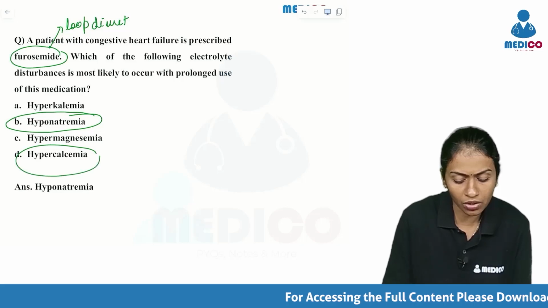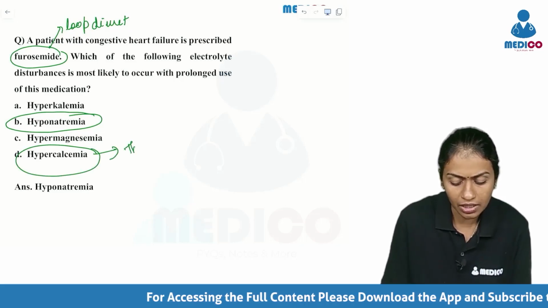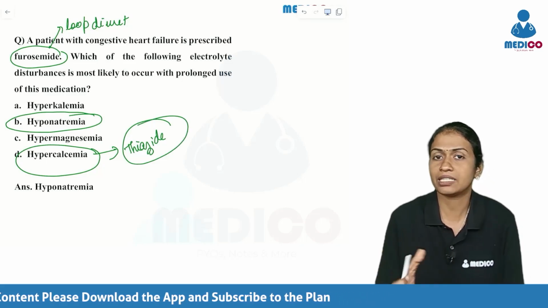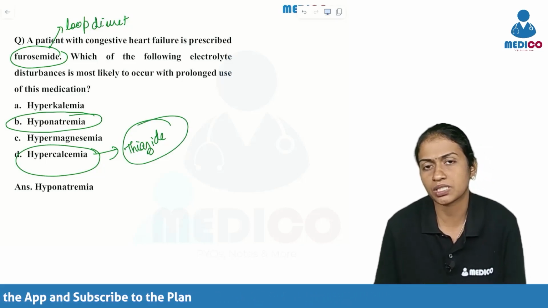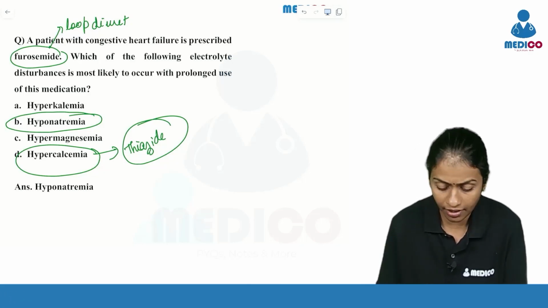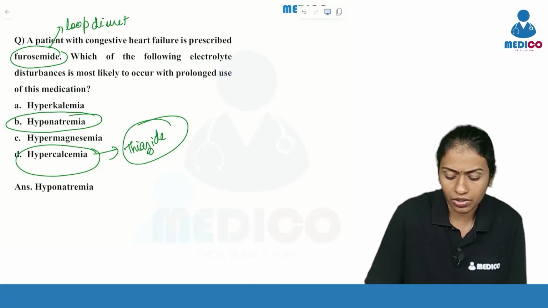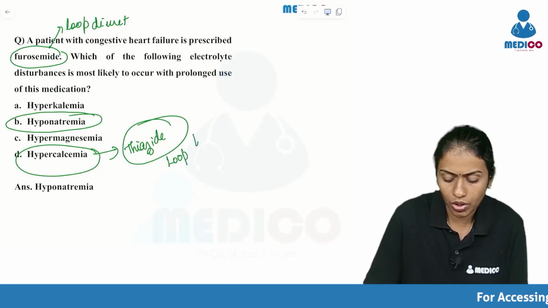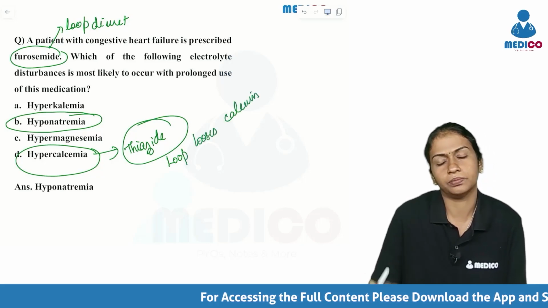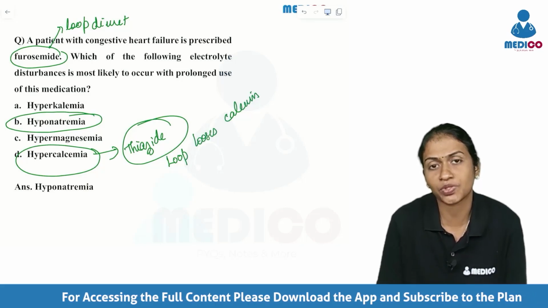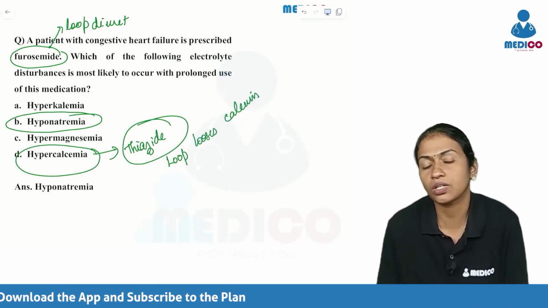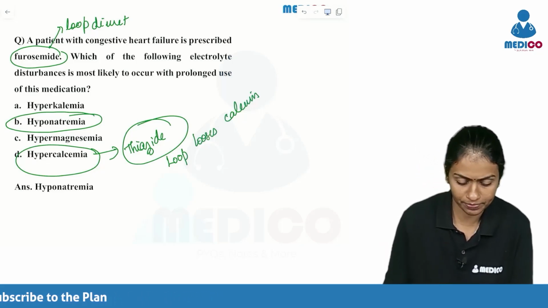Which diuretic causes hypercalcemia? It is the thiazide diuretic. So in the afternoon session, we'll see the image-based question. We'll see the site of action of each of these diuretics, which is commonly asked. So you can remember it as loop loses calcium, whereas thiazide retains calcium. So thiazide causes hypercalcemia, whereas loop diuretic causes hypocalcemia.